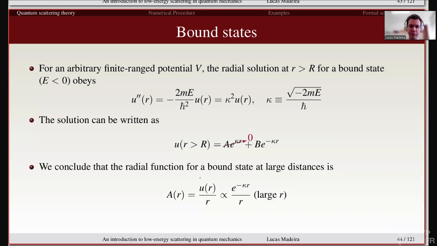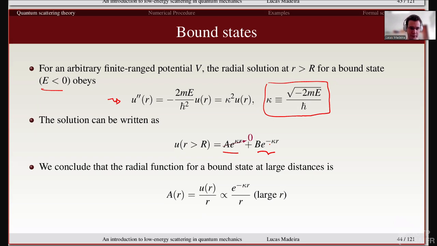If we want bound states, we can look at the Schrödinger equation and look for solutions of negative energy. Outside of the range of the potential, everything is easy because it's a free particle. I'm defining kappa as the usual quantity that you're used to, and we get a linear combination of exponentials, a decaying exponential and a growing exponential. If we want a bound state, this piece here is not physical because that would correspond to the wave function blowing up to infinity at large distances. This is the part that describes a bound state because it decays with R.